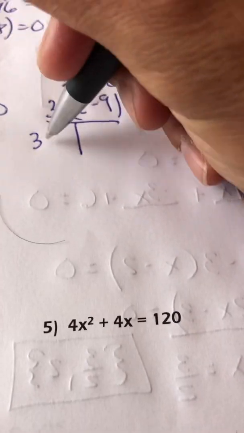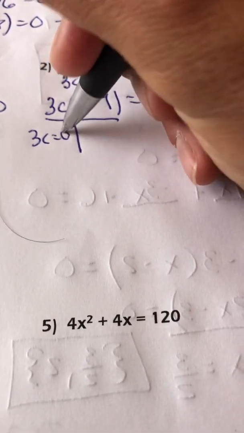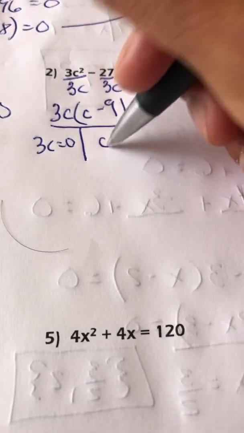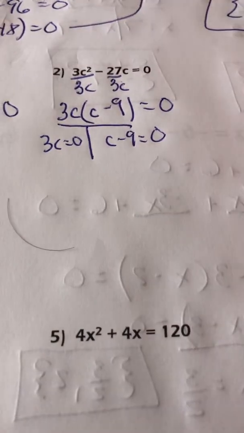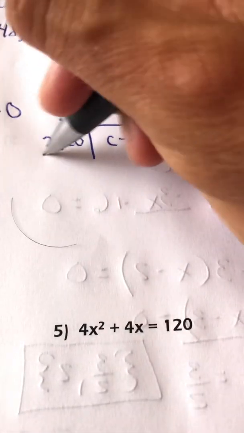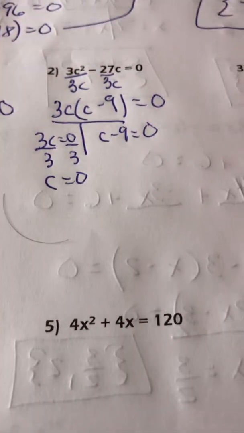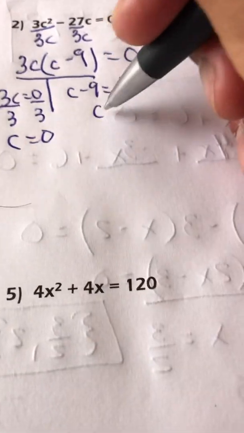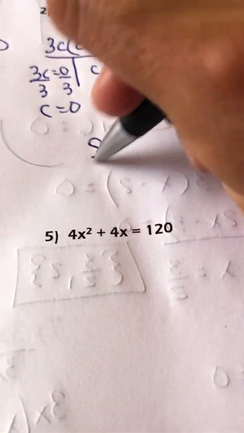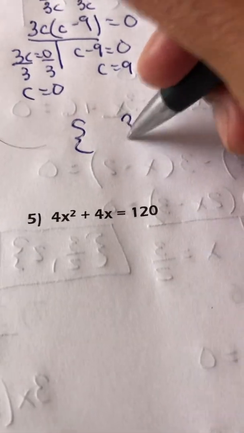We then t-bar. I set each of these equal to 0, so 3c is equal to 0, and c minus 9 is equal to 0. This one I showed a little bit more work. I then divide by 3, and I get c is equal to 0. This one I'm going to add 9, and I get c is equal to 9. So my answers, my roots, my zeros are going to be 0 and 9.